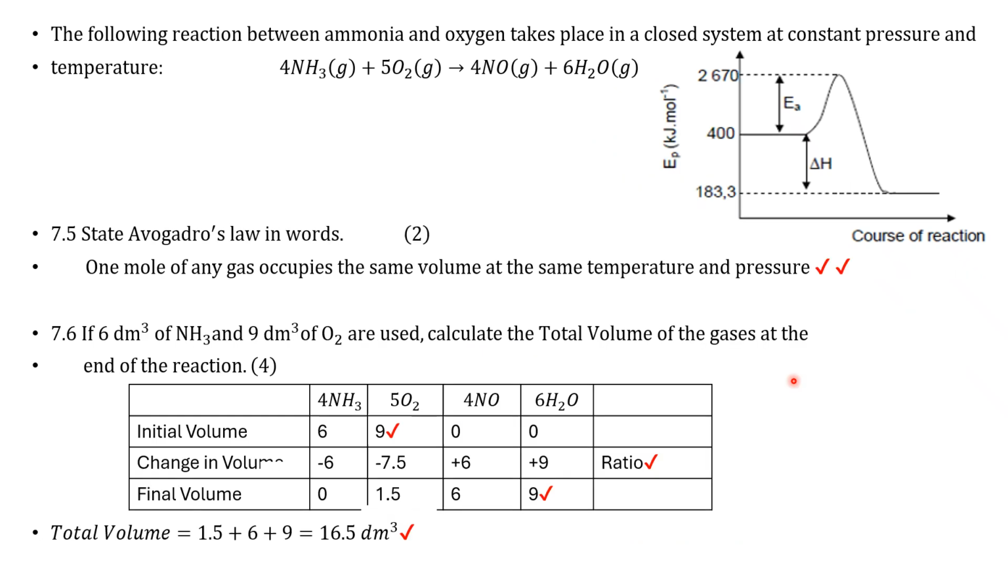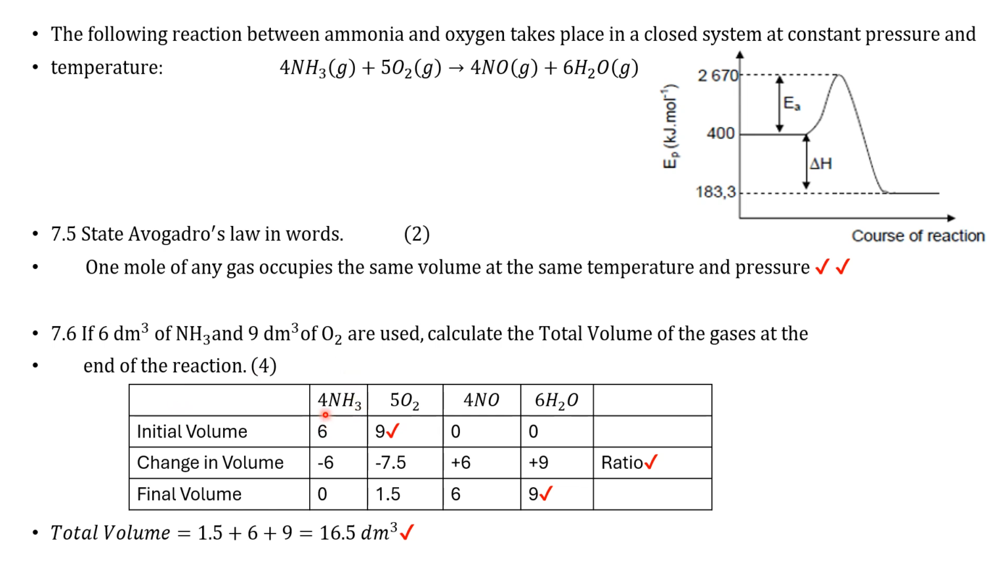Next question. The following reaction takes place. Avogadro's law in words: 1 mole of any gas occupies the same volume at the same temperature and pressure. Now 7.6, if 6 decimeter cubed of ammonia and 9 decimeter cubed of oxygen are used, calculate the total volume of gases at the end of the reaction.